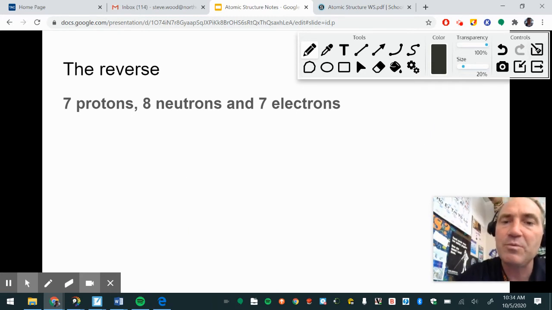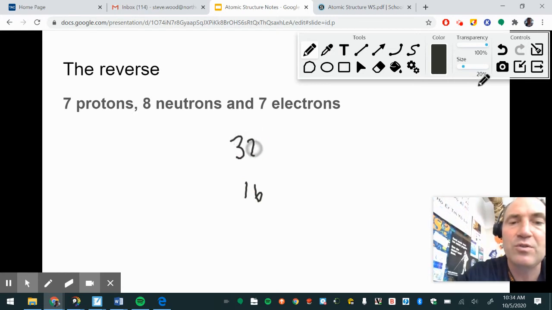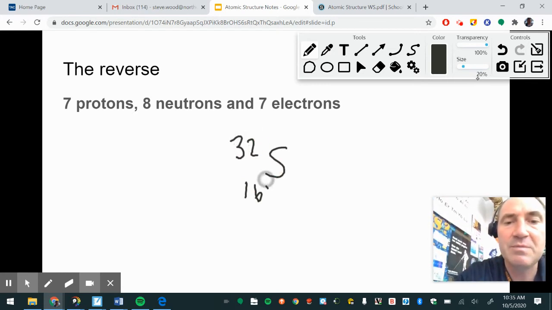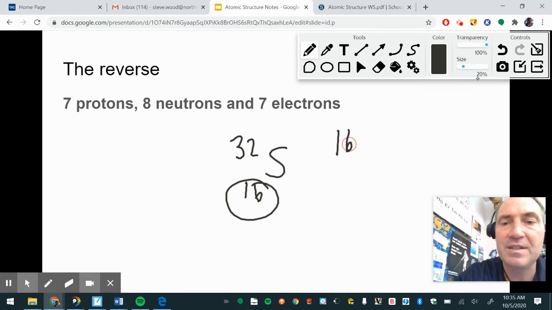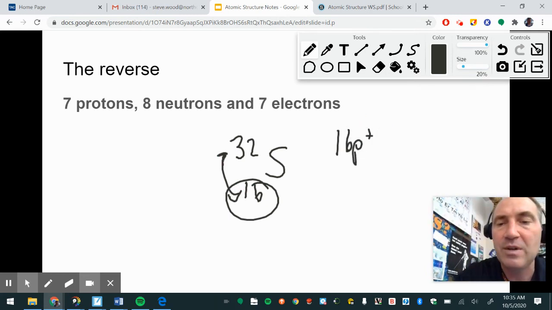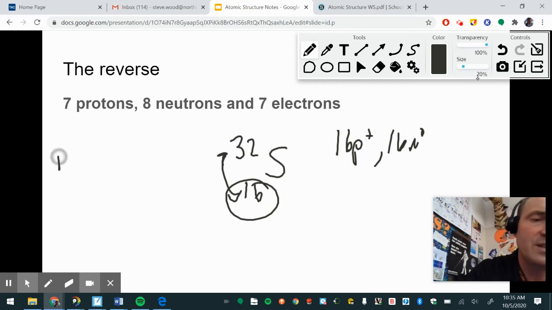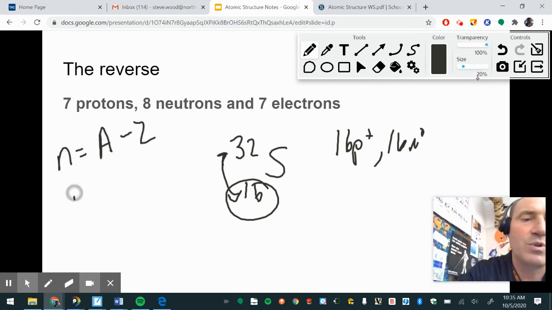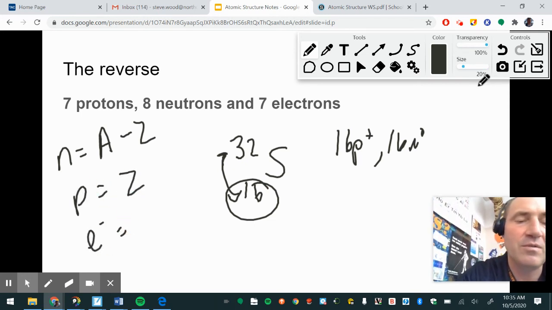And then the reverse of the process, if again, I had 16, 32, and S, this would tell us how many protons I have, 16. The difference between these two tells us how many neutrons I have, which would be 16 as well. It's 32 minus 16. Again, neutrons is always equal to the atomic mass minus the atomic number. Protons is equal to Z, and electrons, we're going to find out, is equal to the atomic number minus the charge.